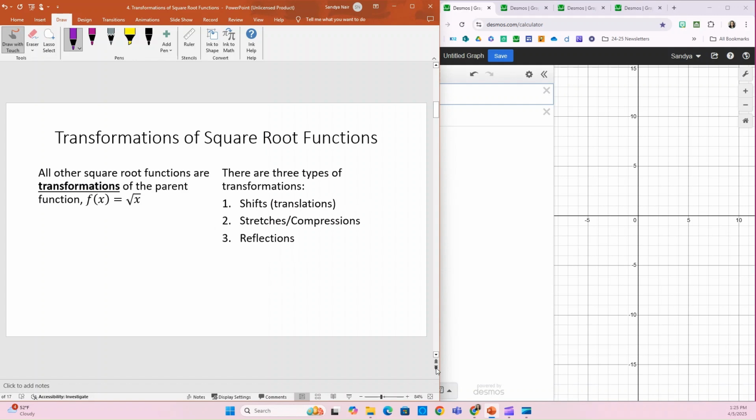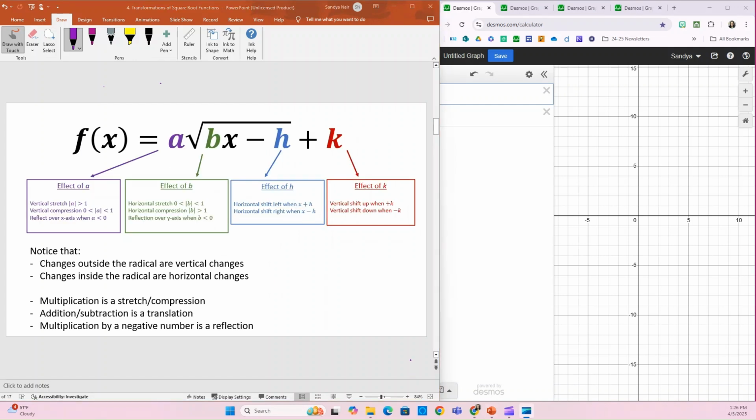Remember, there are three types of transformations that we'll talk about: shifts, which are translations left or right or up or down, stretches and compressions, and reflections over the x or y axis. We have these notes in our study guide that are going to help us identify the type of transformation and also write a transformed equation given a description. So let's go ahead and look at some examples.